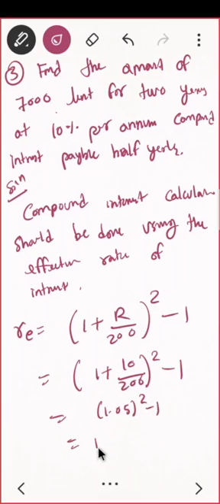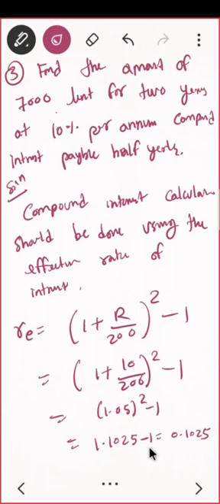What will this be? It will be 1.1025, no? 1.1025 minus 1. So the final is 1.1025, right? Yes, so it will be 0.1025. So what is your effective interest? That is 10.25%.